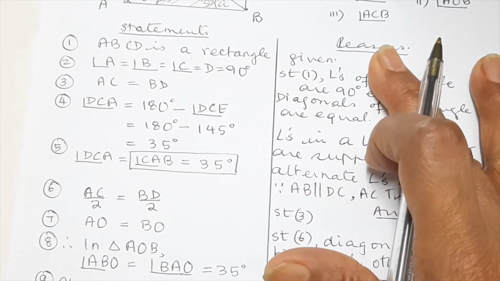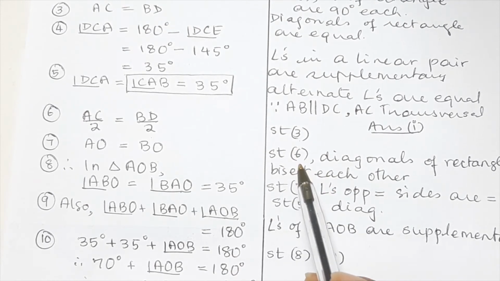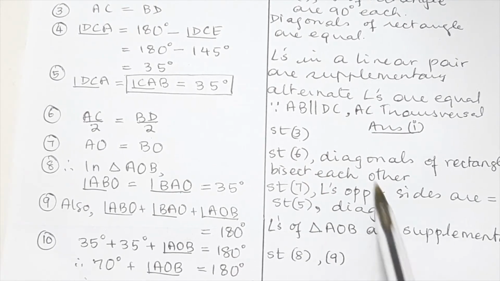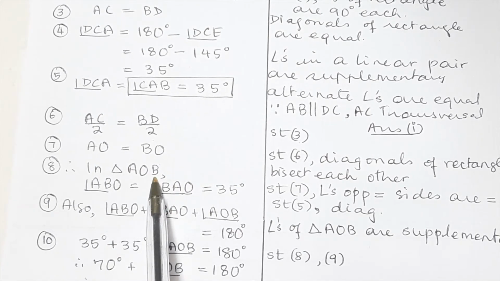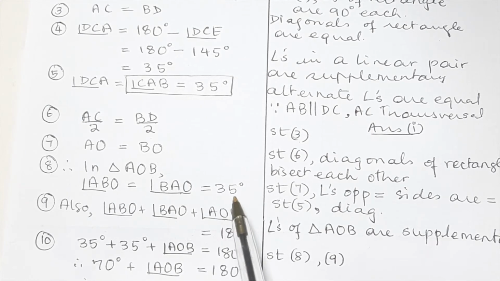So see how we are writing it. You have the diagram in front of you. You have drawn it already, right? Statement number 6: as diagonals of the rectangle bisect each other, then in triangle AOB, angle ABO equal to angle BAO equal to 35 degrees.